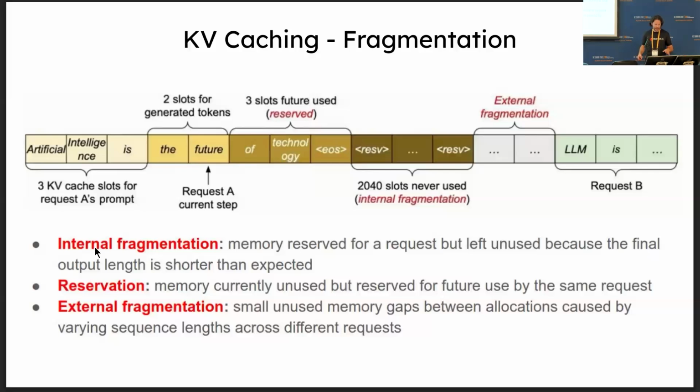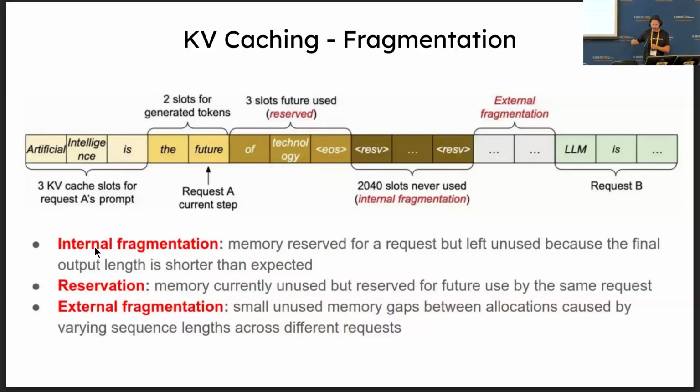This picture here shows the problem. There are different types of fragmentation that happen when you try and reserve space for the KV cache in the GPU memory for all these different sequences. On the left-hand side, you can see it has the slots for the prompt, which is the input tokens, "artificial intelligence is", and then we've appended to the KV cache to generate the next two, "the future", and that's where it's got up to so far.